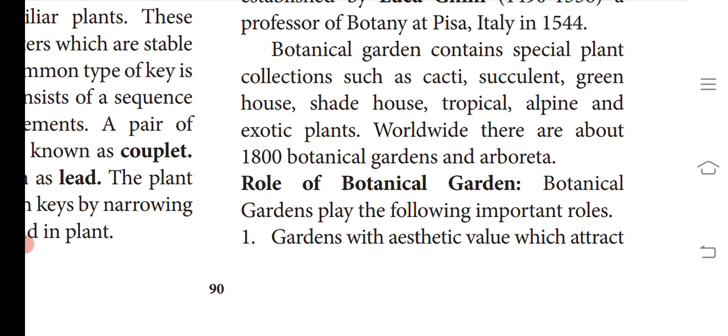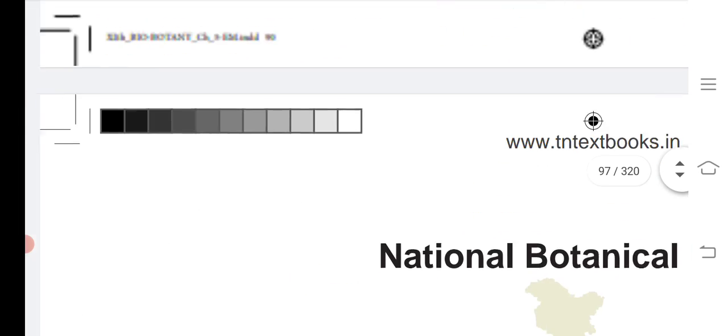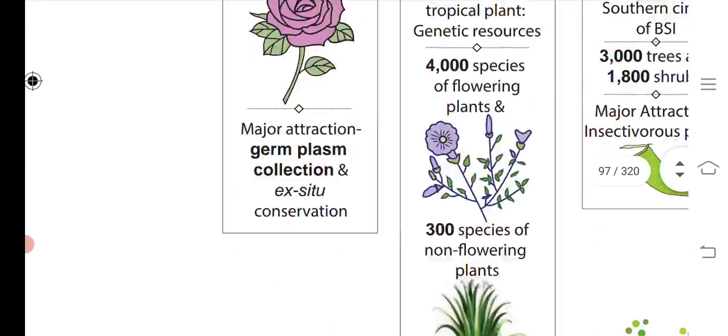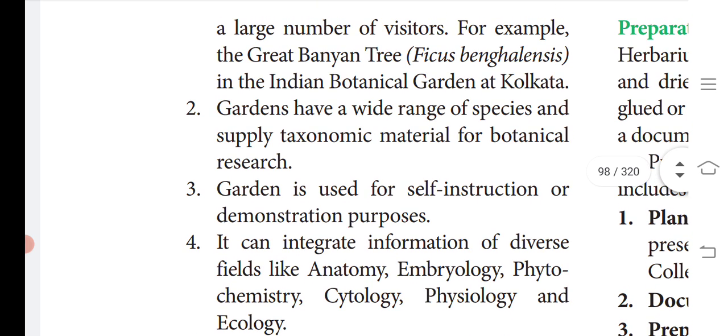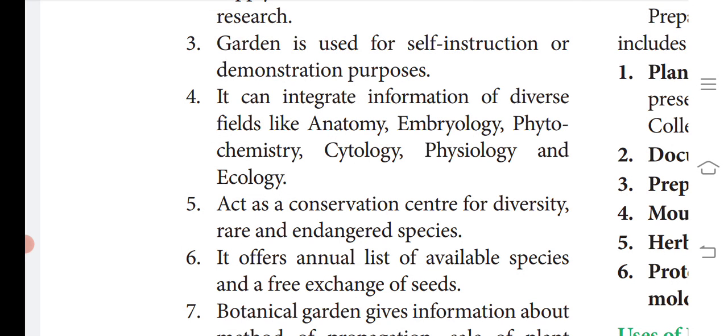There is a certain role. Okay, botanical gardens play a major role for the aesthetic value, which attracts the people, and also it gives relaxation for the people, and a large number of visitors visit the place. And the gardens have wide ranges of species, and they supply taxonomical material. When you want a specimen, or you want a sample of a particular plant, it can be got from the botanical garden. Okay, so then it is integrated information for diverse fields like anatomy, embryology, phytochemistry, cytology, physiology and ecology.